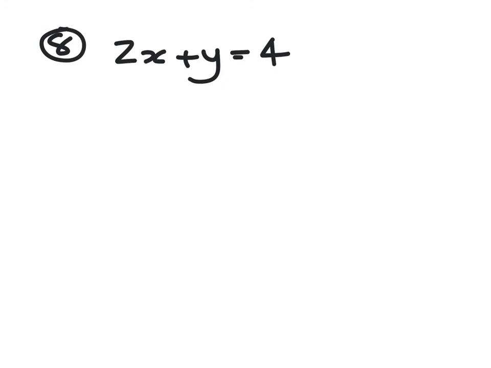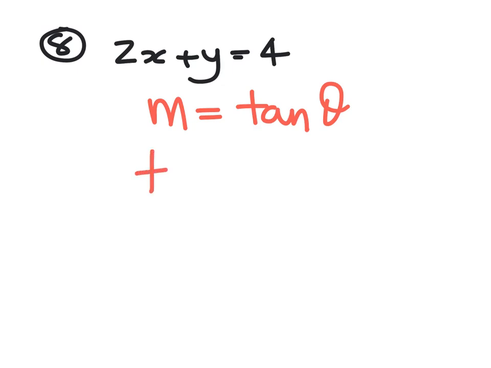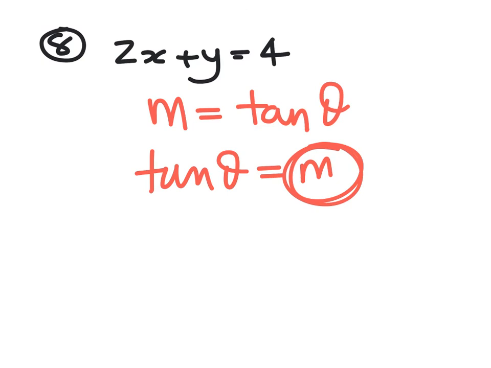And then lastly, question 8. What angle does this line make with the positive direction of the x-axis? Okay, since we did this, the formula we're going to use for this one is m equals tan theta. Okay, because we're asked for the angle, we're going to turn that round and say tan theta equals m. So if I can find out what m is, then I can use my calculator to get the theta, to get the angle.